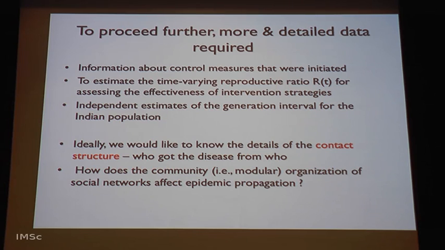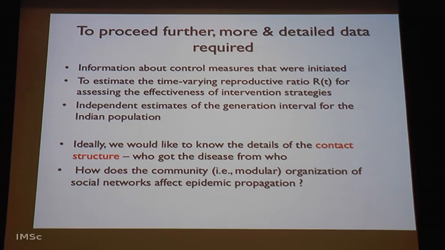Due to intervention procedures like quarantine and other governmental interventions, to estimate how effective they are, we need a time varying reproductive ratio. That also we have to assess, and we need more accurate data. We also need independent estimates of the generation interval. I told you we took a mean generation interval of 3 days, but for the Indian climate and Indian population, we have to estimate the mean generation interval.